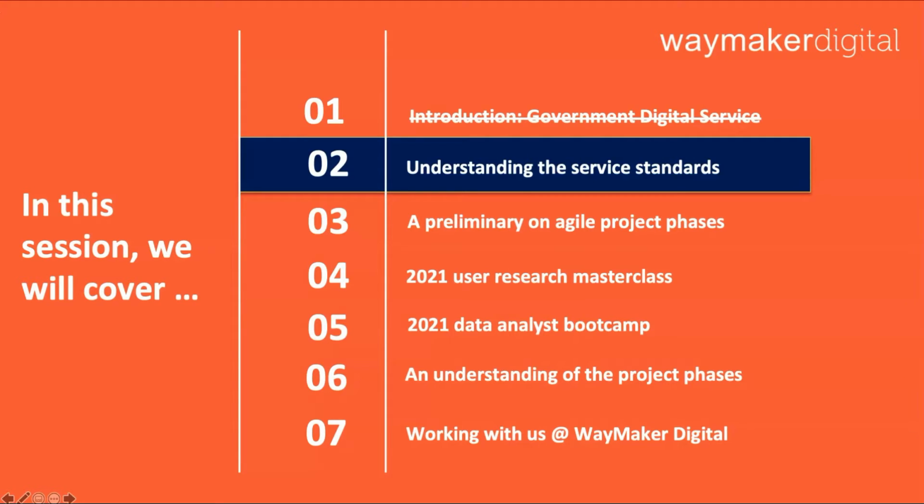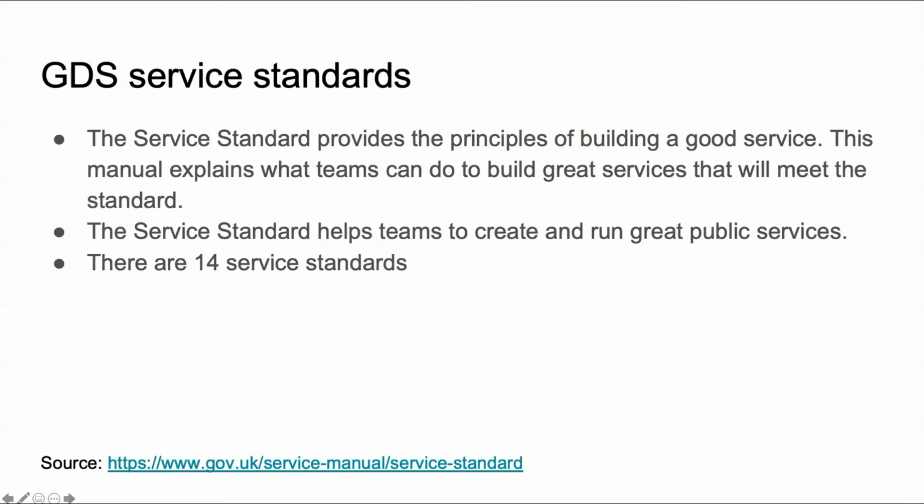Okay? Now, we're going to be talking about understanding the service standards. The Government Digital Service, when they were set up, created the service standards, and the service standards provide principles for building a good service. They have a service manual that explains what product teams or service design teams can do to build great services that will meet the standards. The service standard helps teams to create and run great public services. There used to be 18 of those standards. Now there are just 14 of them, 14 service standards.